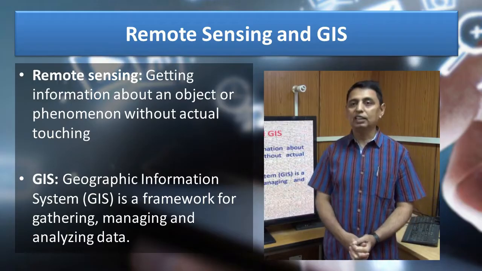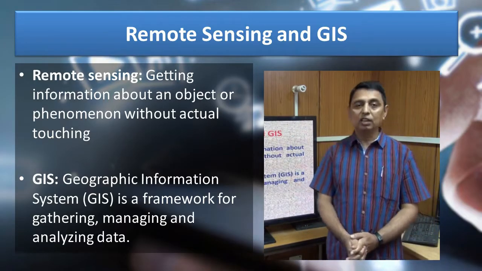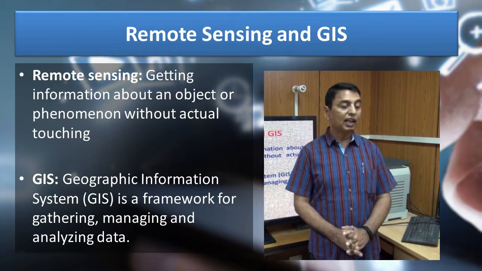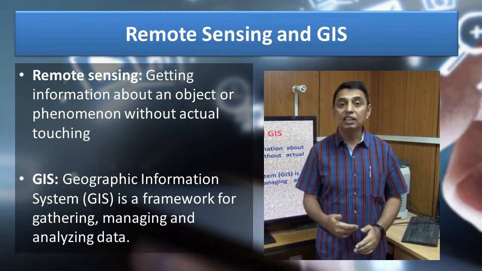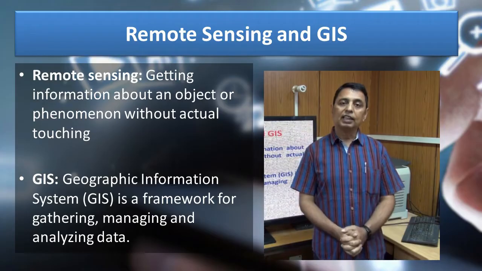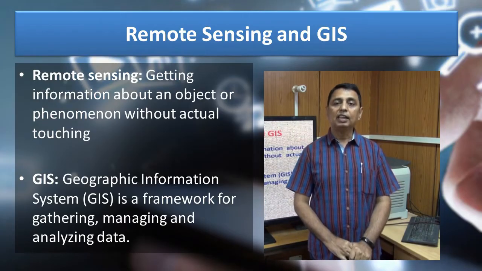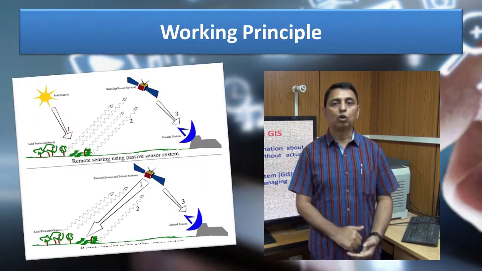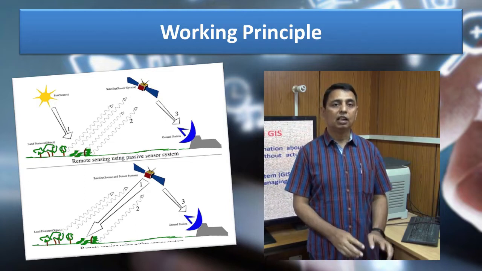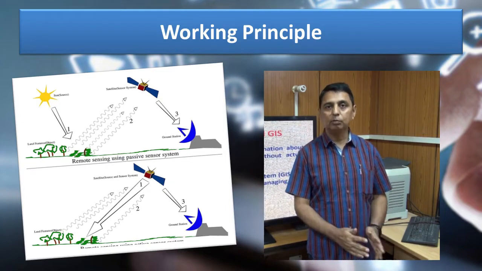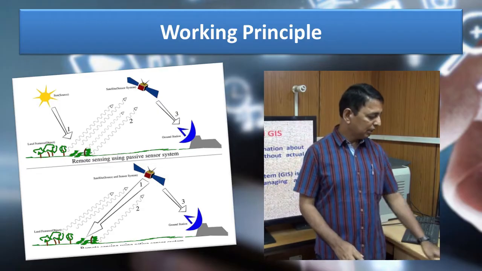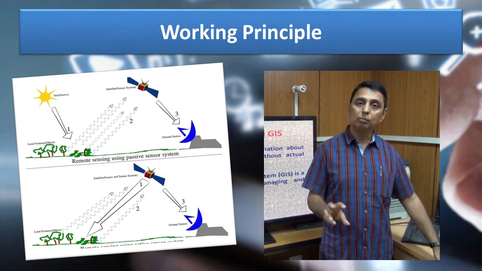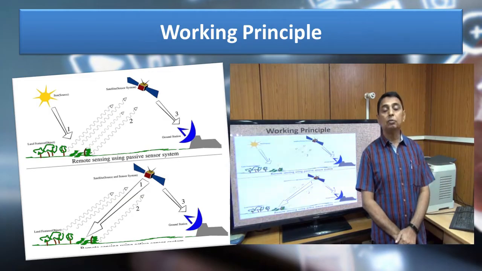Now GIS. What is GIS? GIS is Geographic Information System, which is a framework for gathering, managing and analyzing data. All the data is gathered and that data is analyzed in a computer to get information about any project or about any objective or about any plan, according to the purpose.